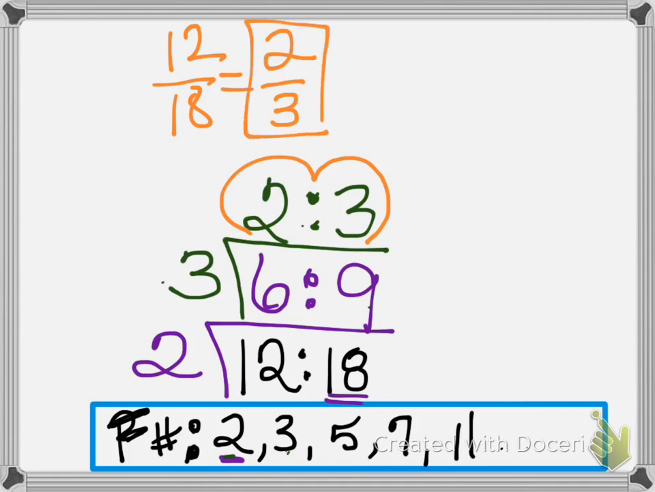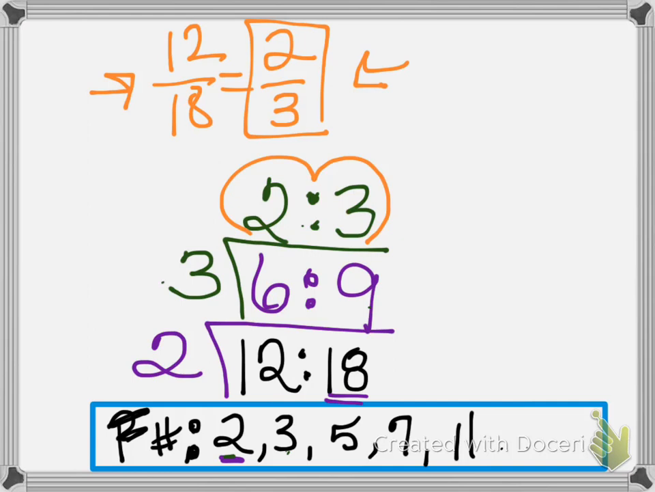So when Ms. Vallejo says, okay, make sure it's in simplest form, don't forget about the cake method, or I might say it's a piece of cake. This is what I'm referring to, going from 12 over 18 to 2/3, 2/3 being my simplest form.